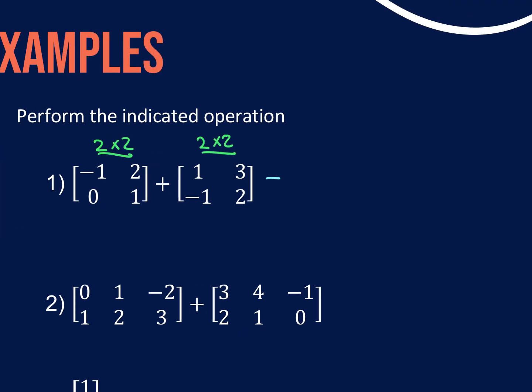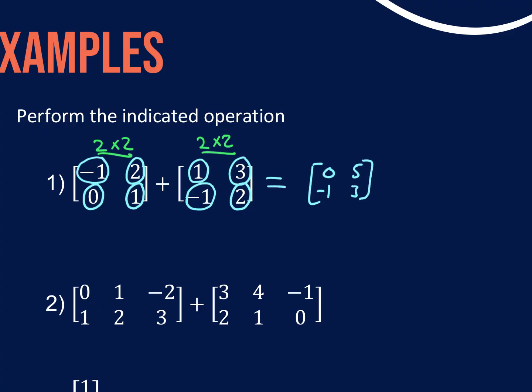All we have to do if we see a plus in between is add the corresponding entries. So I'm going to add the top left with the top left. -1 plus 1 is just going to get you 0. We're going to add the top right with the top right. 2 plus 3 is 5. We're going to add the bottom left with the bottom left. 0 plus -1 is -1. And then the bottom right with the bottom right. 1 plus 2 is just going to get you 3. Then this would be your final answer. Simple as that.